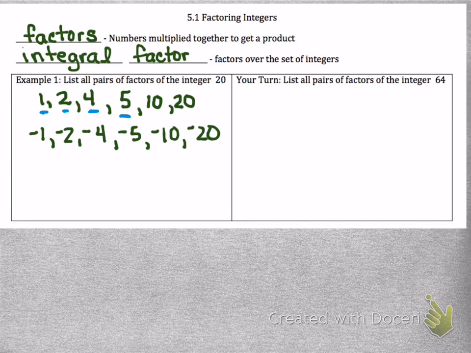Okay, so the next one is 64, your turn. I'd love for you to pause the video, list all your pairs of factors, and then check in.